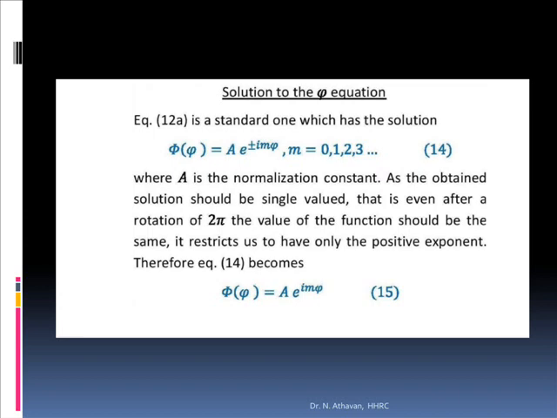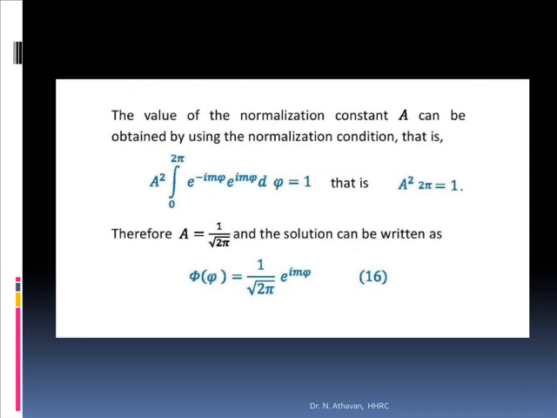where A is the normalization constant whose value can be found out using the normalization condition of the phi equation, which takes this form. The azimuthal angle phi runs from 0 to 2 pi. Therefore, integral from 0 to 2 pi of e power minus im phi into e power im phi d phi, multiplied with A square, has to be 1. That is A square into 2 pi, since the value of the integral is 2 pi. Therefore, A square into 2 pi is equal to 1. Finally, we get the value of A as 1 by square root of 2 pi. And the solution for the phi equation can be written as phi of phi is equal to 1 by square root of 2 pi into e power im phi.